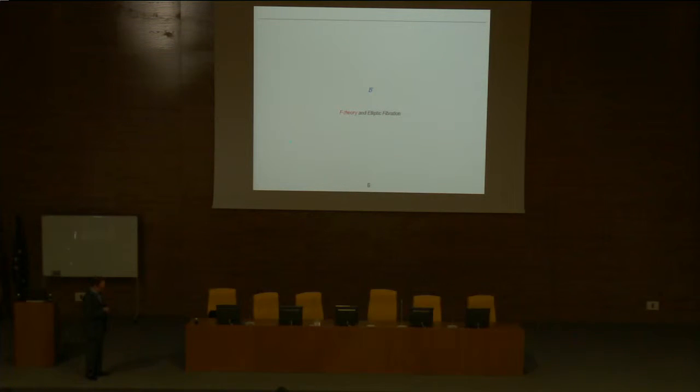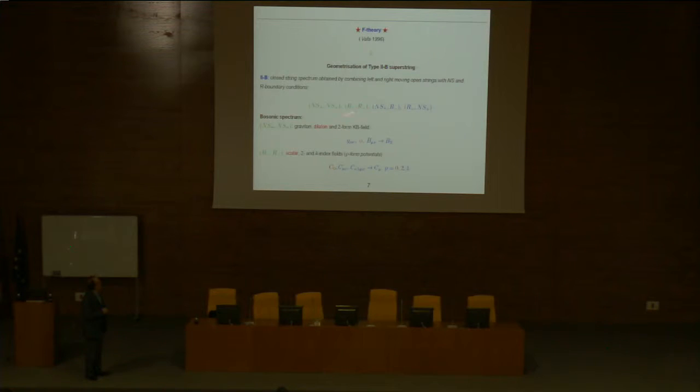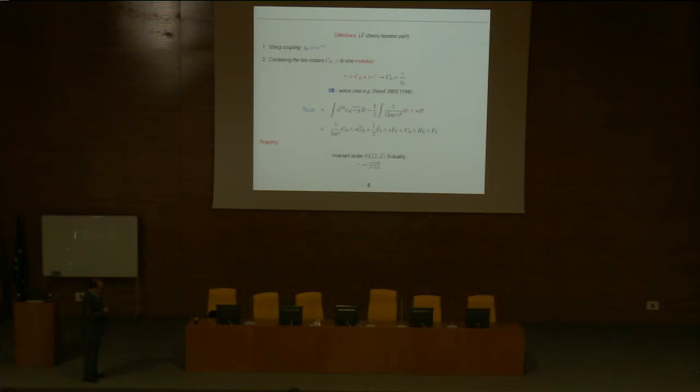So let me just repeat a few of the morning introductory things for completeness. If one writes down the spectrum of the type IIB superstring, then one sees that there is a scalar field, a dilaton, and a scalar potential. And one can combine these two things in a modulus. So if one writes down an action, one gets the expected equations of motion. The action is SL(2,Z) invariant.